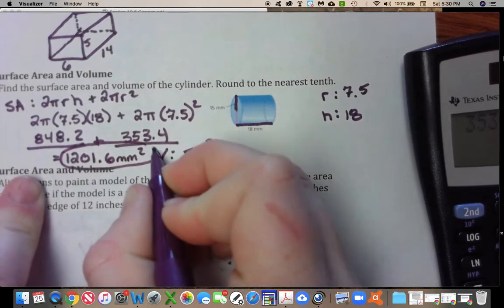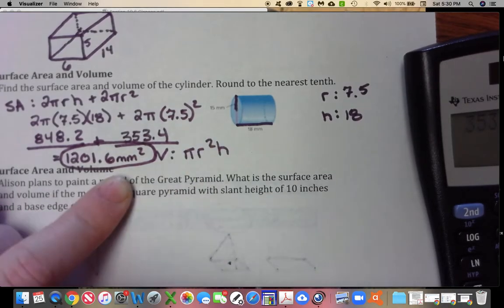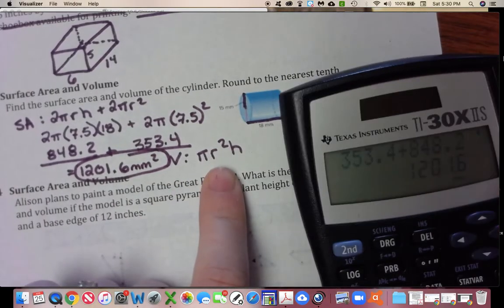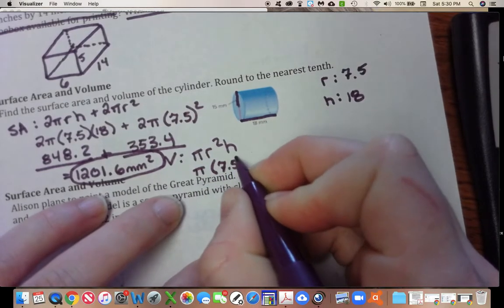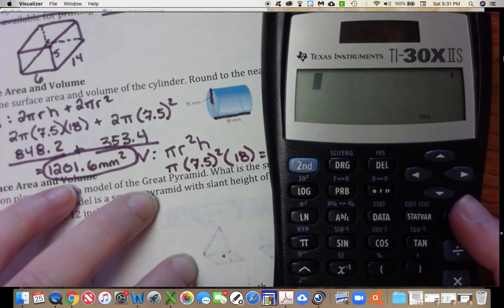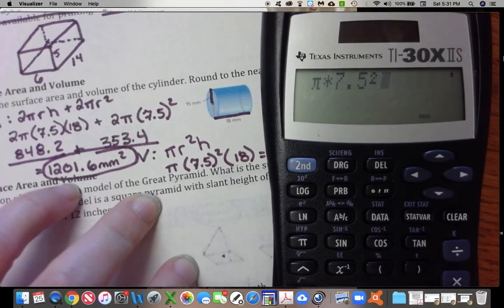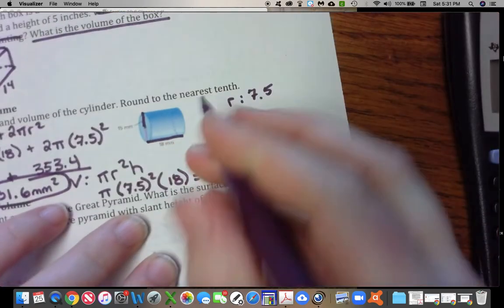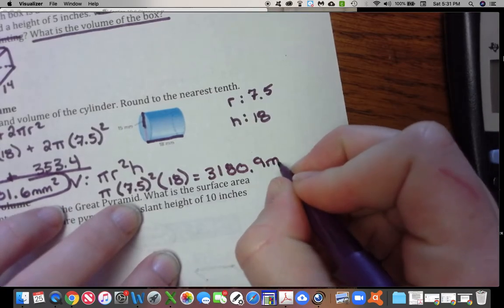So a lot of what this is, is just making sure that you know how to plug it into your calculator, you know what r and h are, you know how to find them, that type of thing. Okay, volume, if we write all this stuff in here, pi times 7.5 squared times the height, which is 18. So let's try and plug that in. Pi times 7.5 squared times 18. 3180.9, and that is in millimeters cubed, because that's what volume is, okay?